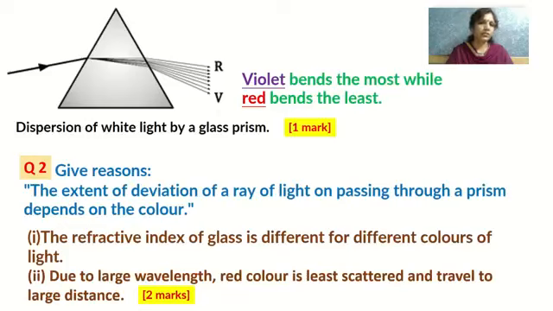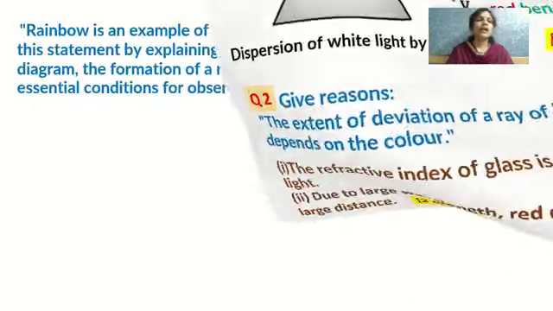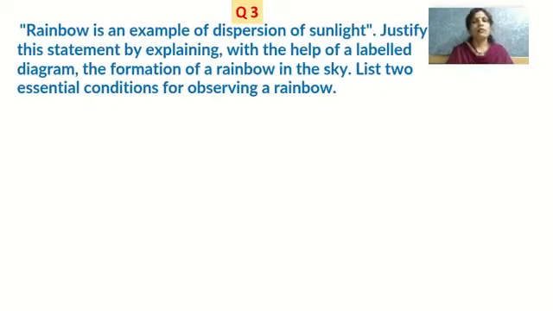Let's move to the next question. Rainbow is an example of dispersion of sunlight. Justify this statement by explaining, with the help of a labeled diagram, the formation of a rainbow in the sky. List 2 essential conditions for observing a rainbow.